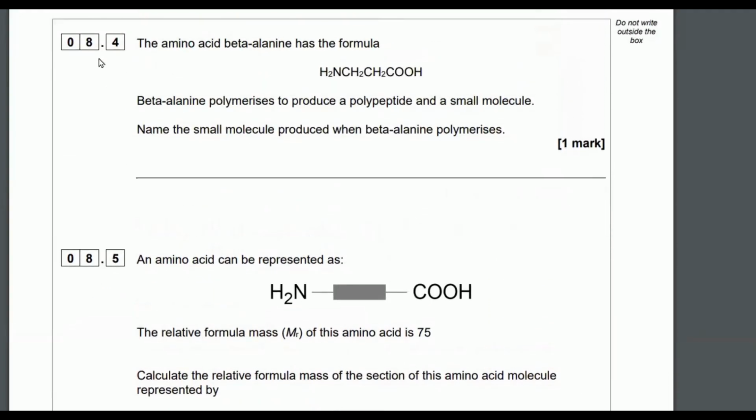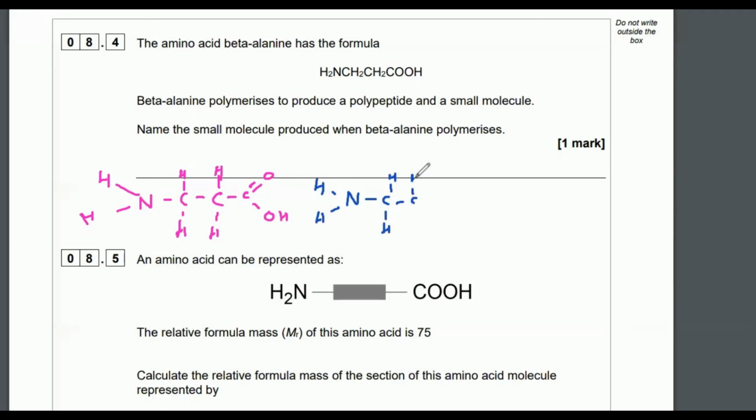Right, 8.4. The amino acid beta alanine has the formula H2NCH2CH2COOH. Beta alanine polymerizes to produce a polypeptide and a small molecule. Name the small molecule produced when beta alanine polymerizes. Well, let's look at the polymerization of beta alanine. What I'm doing now is drawing out one molecule of beta alanine in pink or purple, however you visualize the color I'm using. My GCSE art skills are poor. I got a D, which is like a level 3 in GCSE art. My silly mistake, I thought it'd be a doss subject. That's why I took it. A nice relaxer. But it wasn't. The other beta alanine I've drawn in blue.